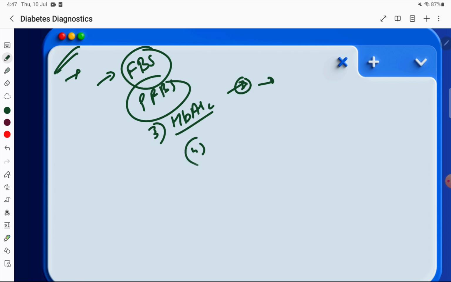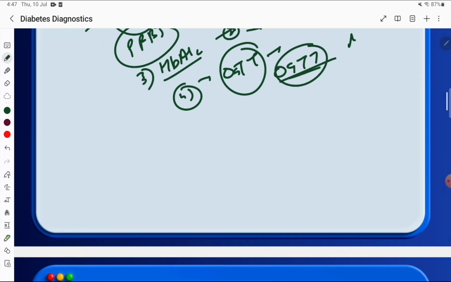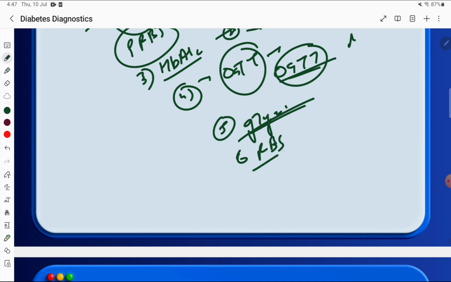The fourth one is the gold standard test, to confirm diabetes for sure: it is OGTT, the oral glucose tolerance test. This is a very important test. Then the fifth one is urine glucose, which is glycosuria. The sixth one is random blood sugar, and the seventh one is the C peptide test.